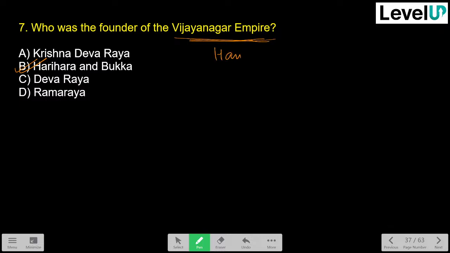Hampi. The capital of Vijayanagar Empire was Hampi, a very important and very developed city, which was ruined by the Bahamani kingdom, because they were jealous of the development of Hampi. So it was Harihara and Bukka, in the year 1336. Okay. Next question.